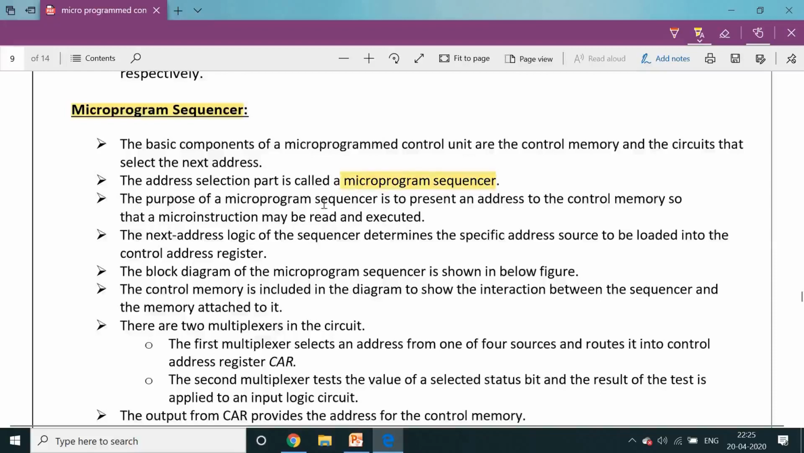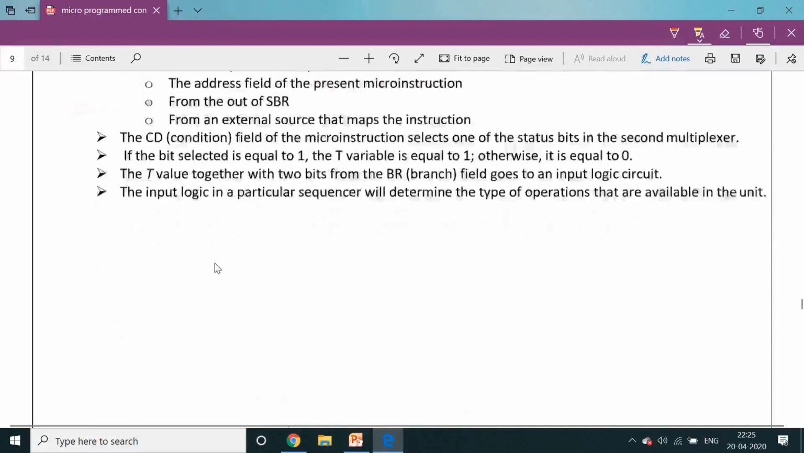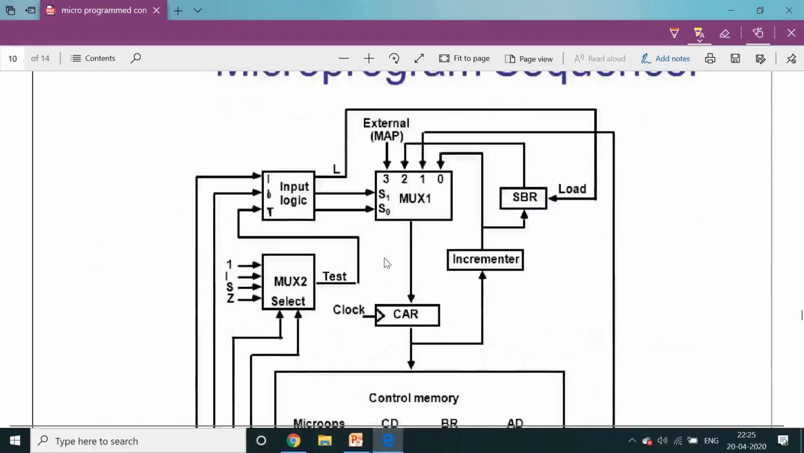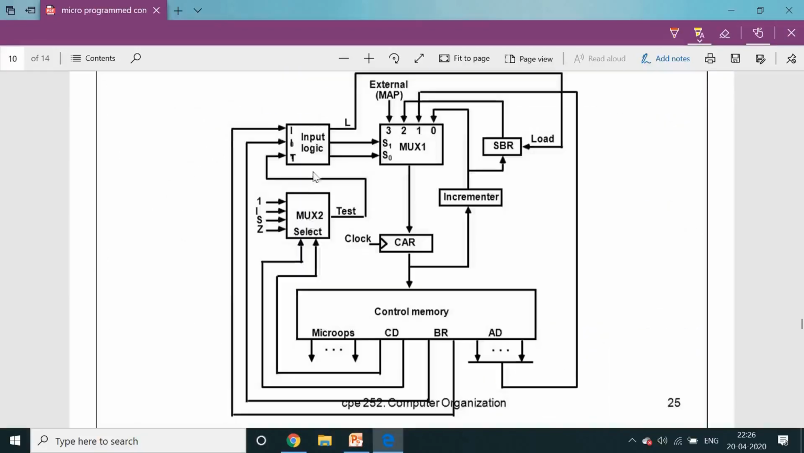The purpose of the microprogram sequencer is to present an address to the control memory so that the microinstruction may be read and executed. The next address logic of the sequencer determines the specific address source to be loaded into the control address register. The block diagram of the microprogram sequencer is shown in the figure below. I will explain this figure. So how are we going to select these multiplexers?